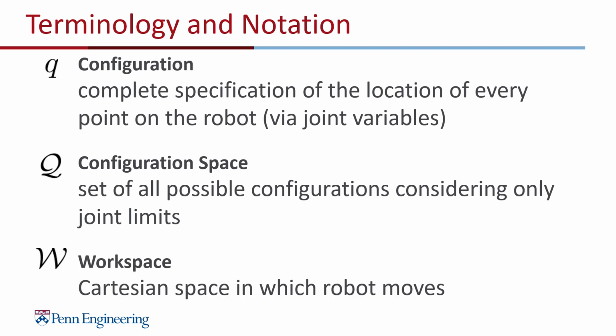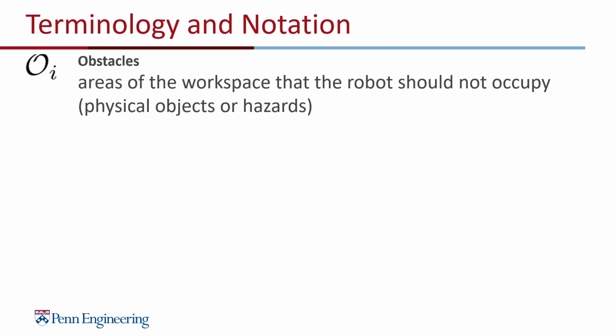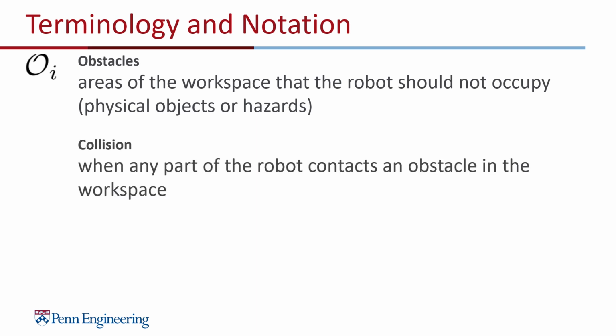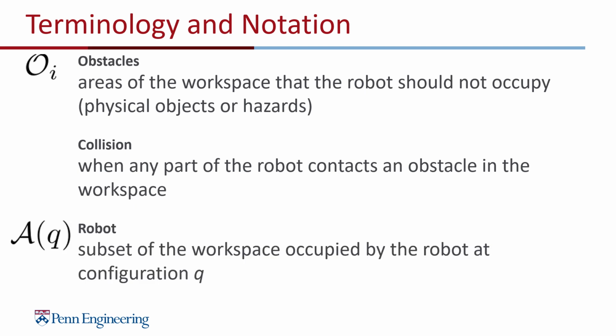We denote by script W the Cartesian workspace in which the robot moves. There may be numerous obstacles in the workspace. We denote these by O with an associated numbered subscript. A collision occurs when the robot comes in contact with an obstacle in the workspace. We define a function A that takes a configuration from the configuration space and gives the corresponding area of the workspace. This allows us to denote by A of Q the subset of the workspace that is occupied by the robot when it has configuration Q.